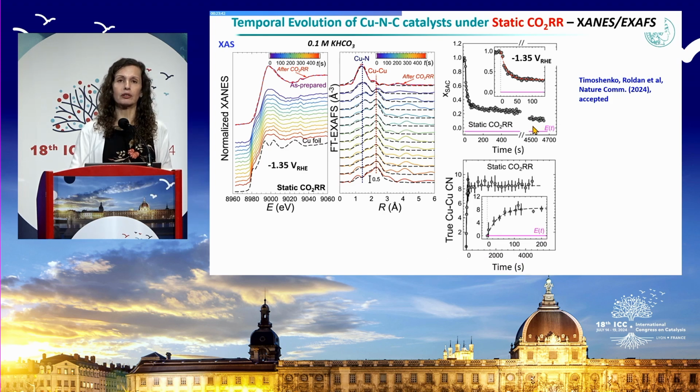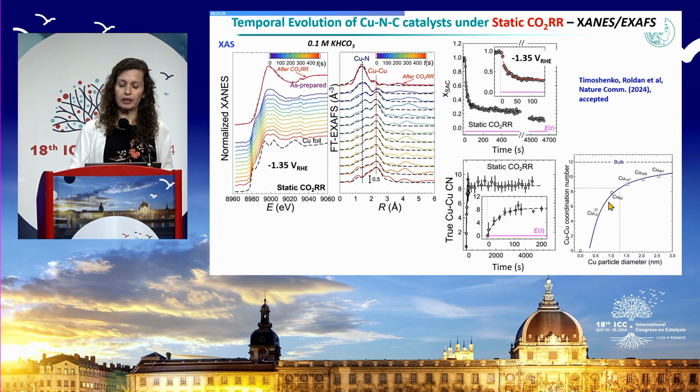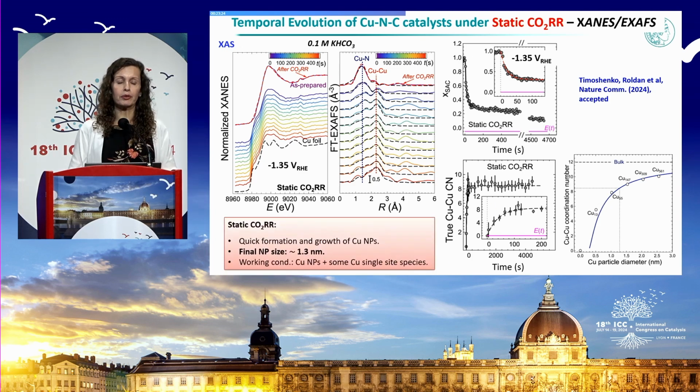The rest are nanoparticles. You can plot the coordination number of copper, and you can see that it increases to about 8 point something, which corresponds to small particles. From the coordination numbers in XAS, you can get an idea about the particle size, and this would be about 1.3 nanometers.